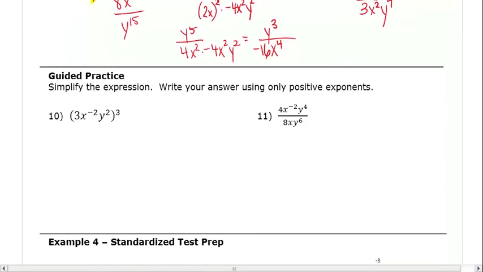Okay, try the guided practice questions and play when you're ready.